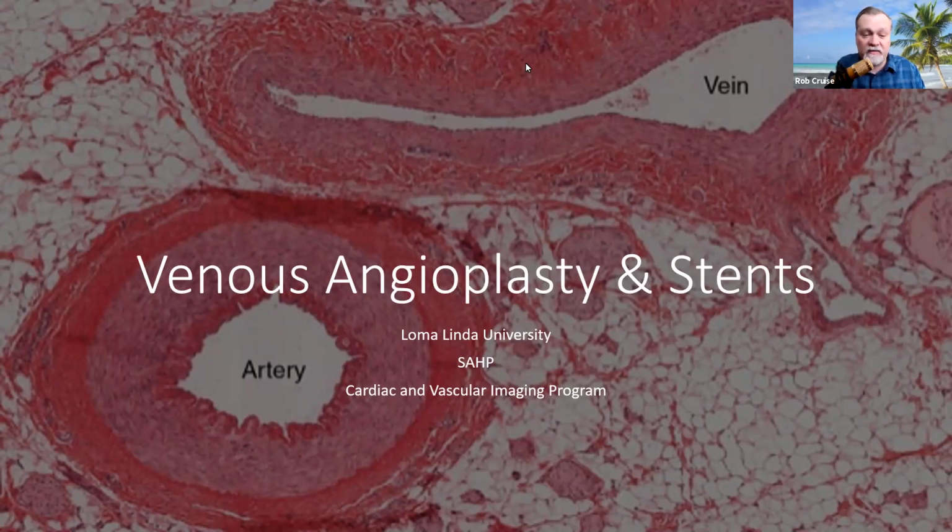Today's lecture is going to be venous angioplasty and stents. My name is Rob Cruz. I'm from Loma Linda University, and I teach in several programs, including the prep course program that gets people ready for the ARRT vascular interventional, or the VI exam. I also teach in the cardiac section, electrophysiology, and some others. Anyway, today's lecture is going to be on the vascular system and specifically venous angioplasty and stents.